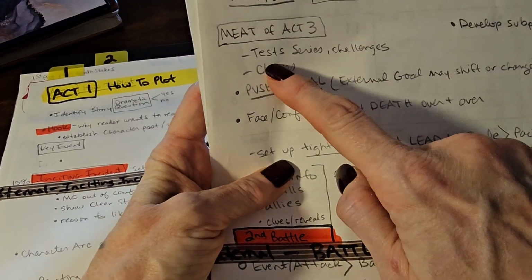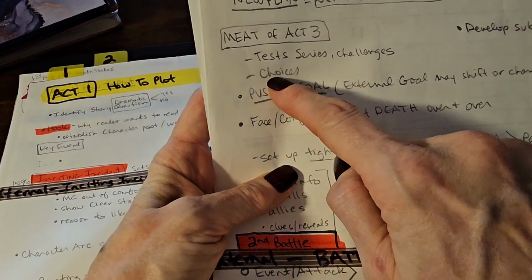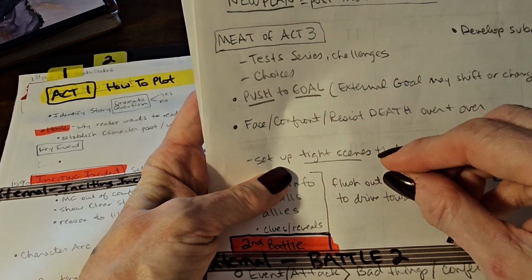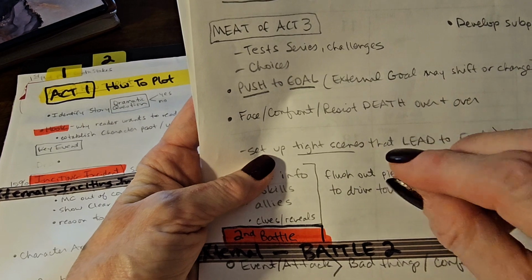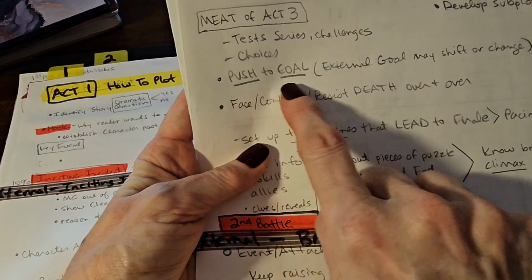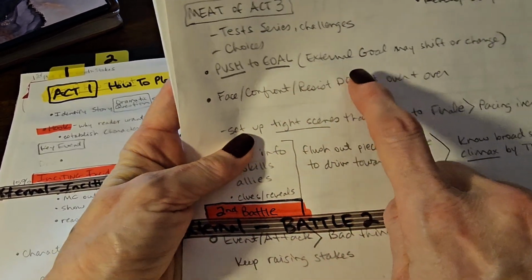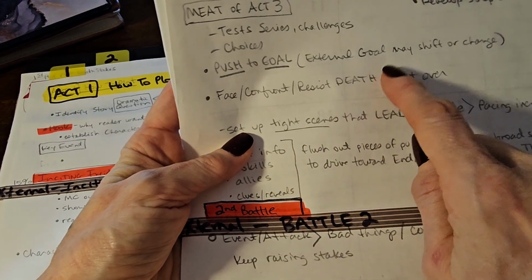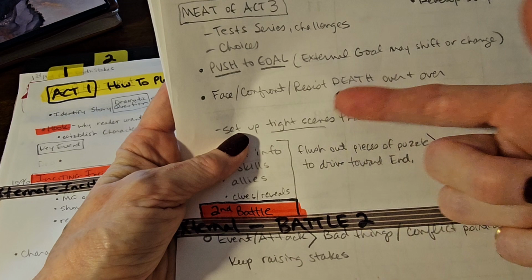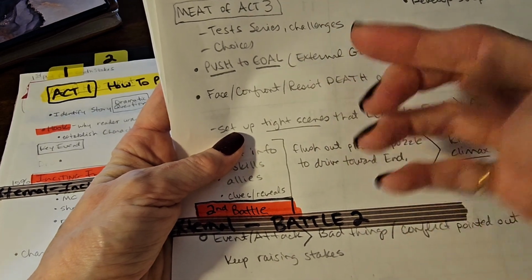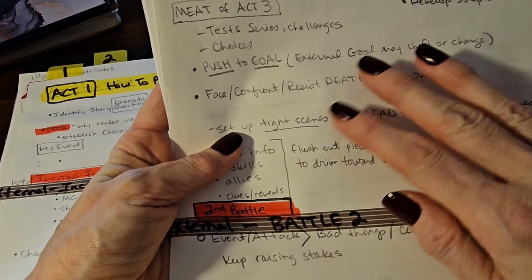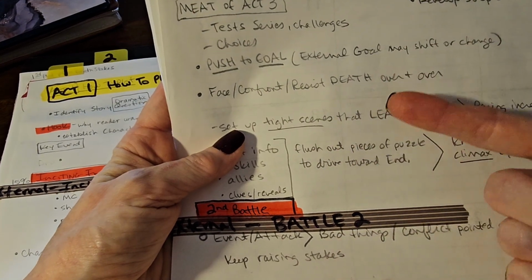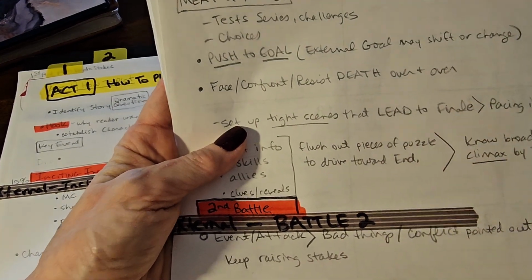So again, there's a series of tests and challenges. Your character's making choices. They're being forced to make choices, and they're owning up to the fact that it's time for them to become proactive now. They're pushing toward their goal. Note that their external goal may shift or change. So this is where your character's going to say, all along I thought I wanted X, but now, based on this new information and the things I'm learning both about my situation and myself, it may be time for me to embrace a new goal.